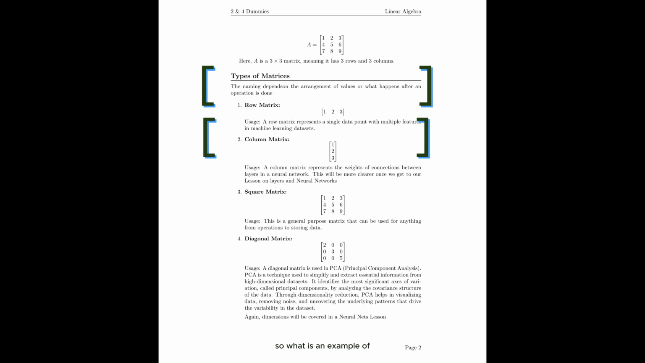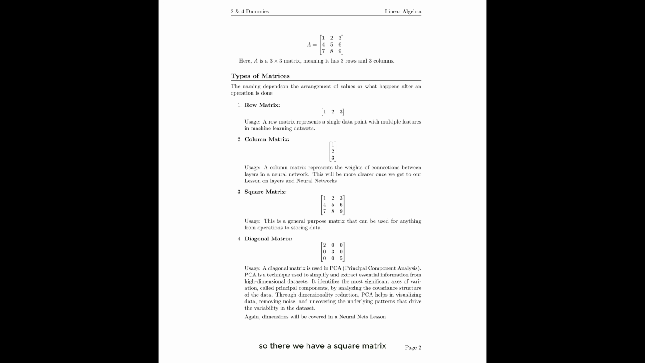So what is an example of where we might use a column matrix? We can use a column matrix to denote weights, and with those weights we can multiply them by another matrix and build on top of that until you have something that we can work with.